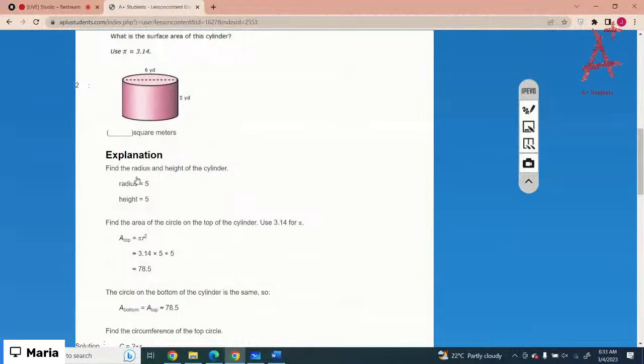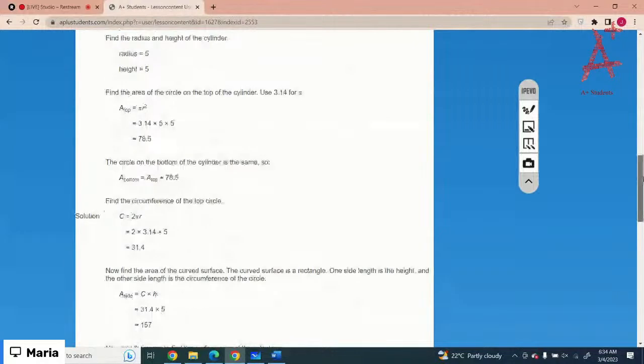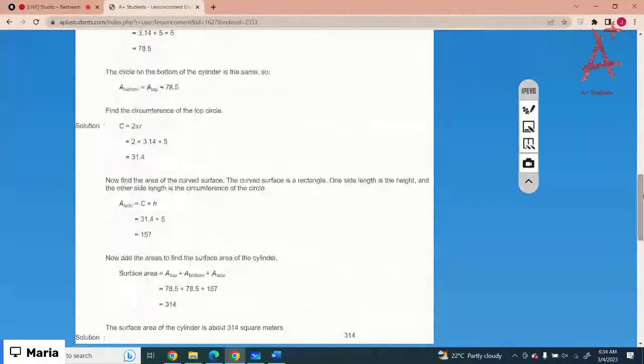Then you have to calculate the circumference of the top circle. The circumference is C equals 2 pi r, so 2 times 3.14 times 5. Then you have to calculate the area of the side, which would be the circumference times the height. The circumference we just calculated multiplied by 5, and the last step is to add them all: area of top, area of bottom, and area of side.